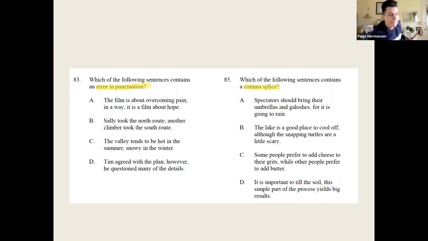Okay, so when it comes to sentences, the MTEL loves to ask you about a couple of pieces of punctuation that you might not be super familiar with. They love asking about the colon. They love asking about the semicolon. They sometimes will ask about a dash, right? And they love asking you about whether or not you can identify a complete sentence, right? So I want to just explain to you what each of these pieces of punctuation does. It will help you on the MTEL, right?